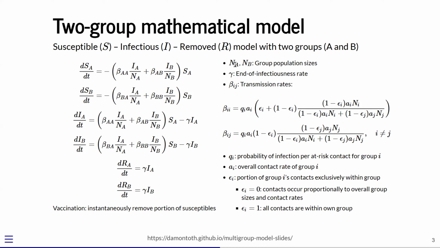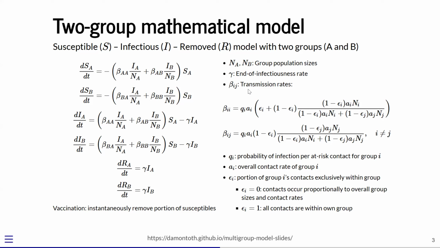And there's really only a few parameters in this model here on the left. The n's are the 2 group population sizes. And then as far as the epidemiological parameters, we have gamma, which is the end of infectiousness rate, sometimes called the recovery rate, but it could also include people who die from the disease. So basically it's the rate at which someone becomes no longer infectious to others after they acquire the disease.